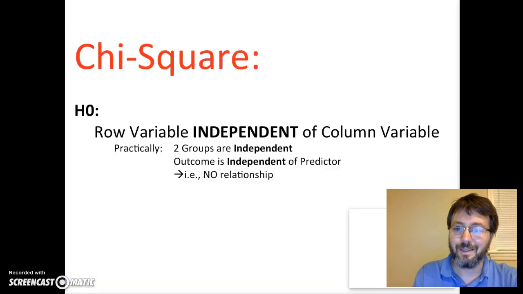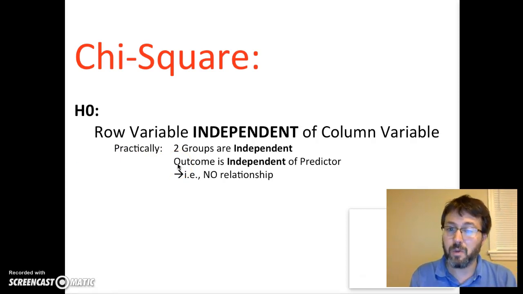Just to remind us, the null hypothesis of the chi-square test practically says that the outcome is independent of the predictor variable. So we're looking at 2 different variables that have 2 different levels of observation. And essentially, the chi-square test is testing if there is a relationship between them. And the null hypothesis is that there is no relationship between them. So let's see how this null hypothesis relates back to our SPSS output.